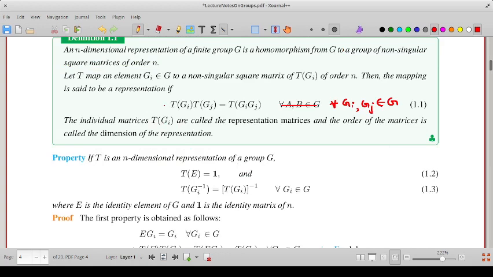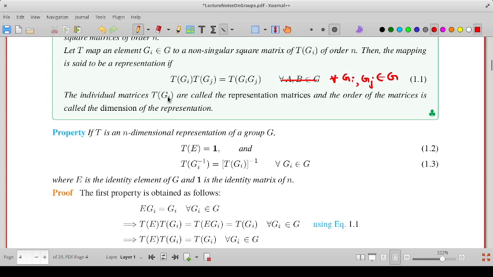Now, such a mapping is called an n-dimensional representation of the group G. It is n-dimensional because it is a mapping to non-singular square matrices of order n. The individual matrices Tgi are called the representation matrices, and the order of the matrices is called the dimension of the representation. In this case, the order of the matrices is n, and therefore this representation is called an n-dimensional representation.